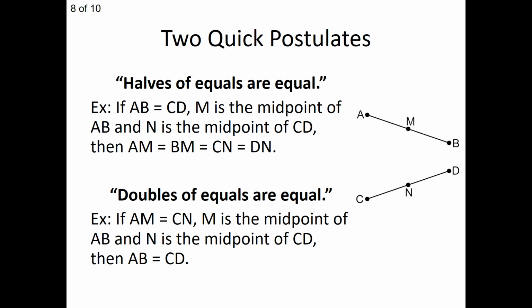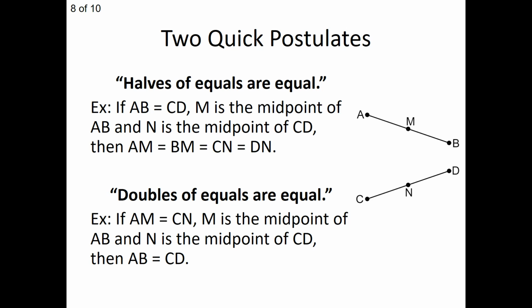So the first postulate is simple. It's halves of equals are equal. Essentially, if I were to give you two segments of equal length, so if AB is equal to CD, and M is the midpoint of one segment, AB, and N is the midpoint of the other segment, CD, you're taking two equal lengths and cutting those equally in half. Well, what's the result? That means all the halves are going to be equal to each other. So halves of equals are equal, and that should be pretty obvious. That's why we tuck it into our postulate category.